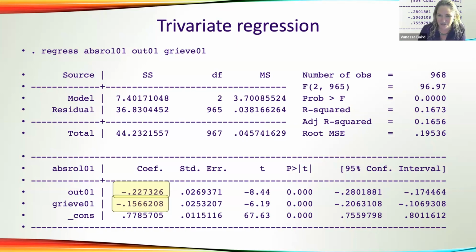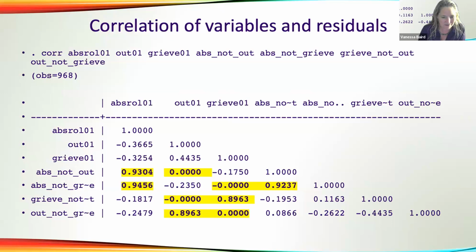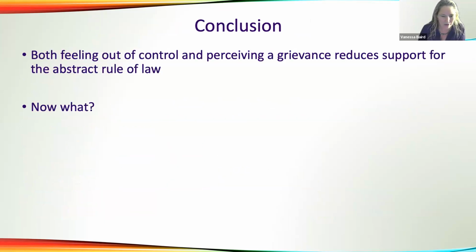I don't know if that helps you understand what's going on under the hood, but here are some fun correlations between them. Grieve and abs not grieve, 0. Here are some other ones. Abs not out with abs rule of law is 93, right? So it's very close to itself despite taking a lot out of it. Grieve not out, those are more correlated, so that's 90, but still these are pretty highly correlated.